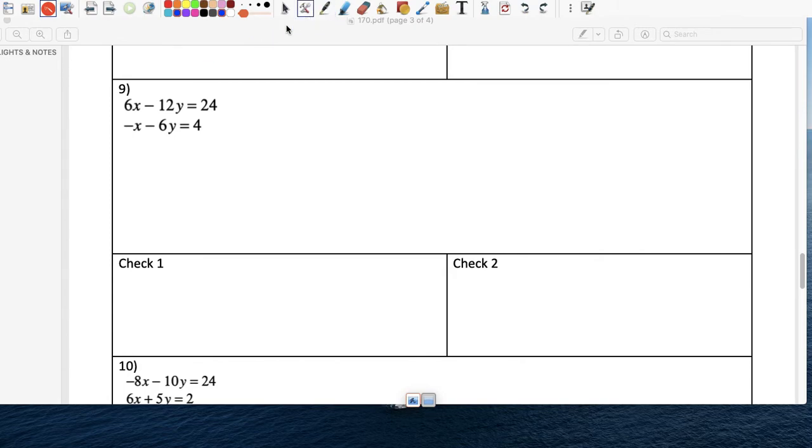So to keep that, I'm going to multiply the bottom equation times 6. So let me write the top equation. Nothing changes because I'm not doing anything to it. But the bottom equation, I'm going to multiply everything by 6. So negative 6, 6 times negative x is negative 6x. 6 times negative 6 is negative 36y. And 6 times 4 is 24.